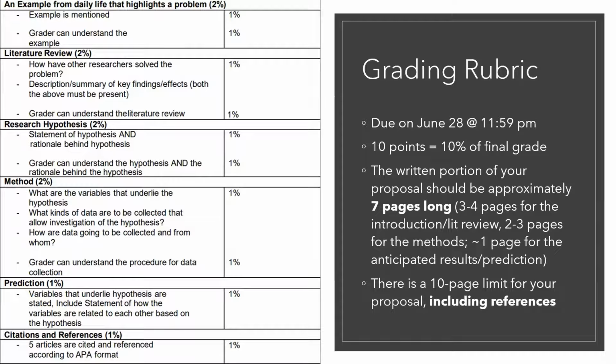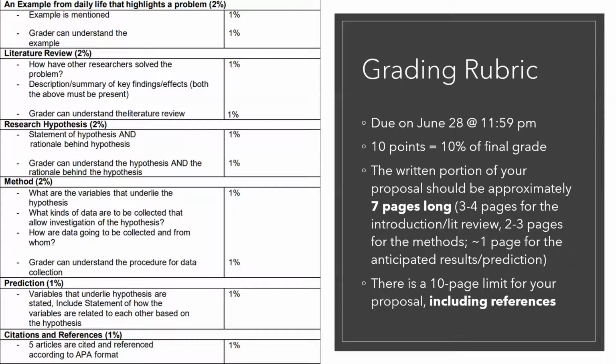The written portion of your proposal, so excluding the title page, references, and any appendices that you need, should be about 7 pages in length. So 3 to 4 pages for the intro/lit review, 2 to 3 for the methods, and then about 1 page for the anticipated results/prediction section, which is referred to as prediction on the grading rubric that you can see on the slide there. There is a hard limit of 10 pages for the entire proposal, including references.